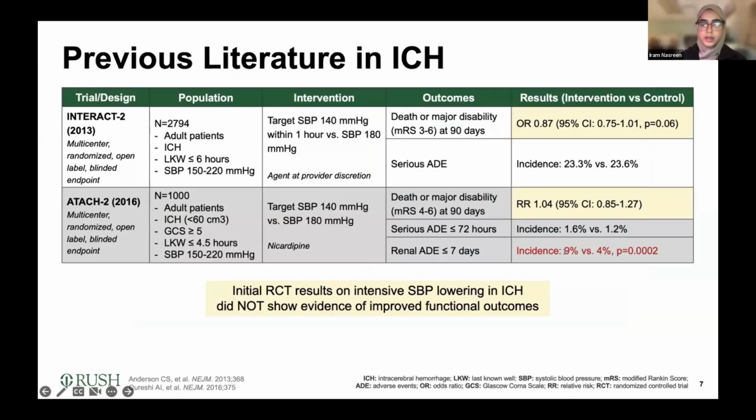And two of the biggest trials that help shape our understanding of early blood pressure management in this patient population are INTERACT-2 and ATTACH-2. So INTERACT-2 was a trial done in 2013. It was a multi-center randomized study involving 2,794 adult patients who presented with ICH within 6 hours of symptom onset and systolic blood pressures between 150 and 220.